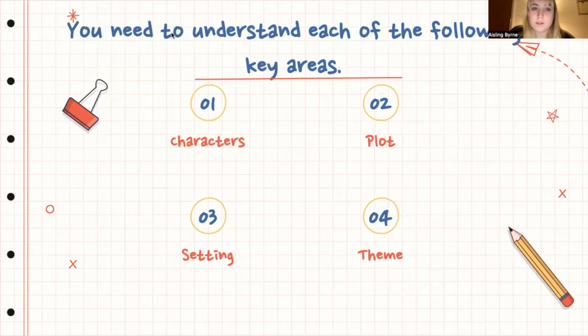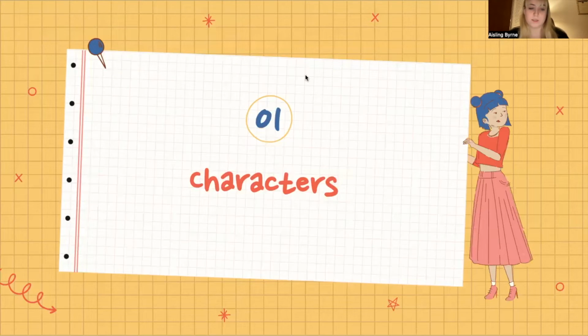So you need to understand each of the following key areas for fiction. So we've got characters, we've got plot, we've got setting, and we've got theme. So there are 4 key elements when it comes to fiction. So we're going to start with characters.